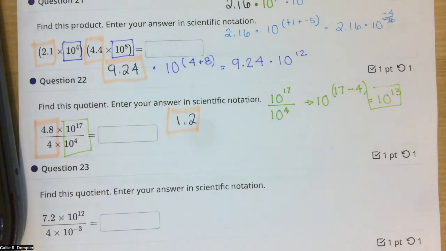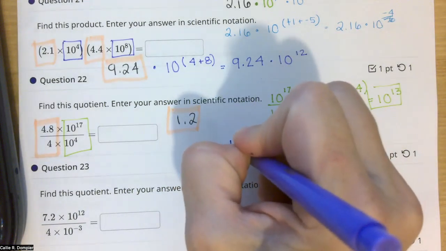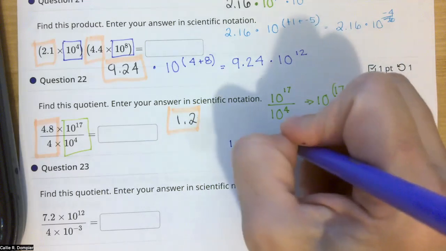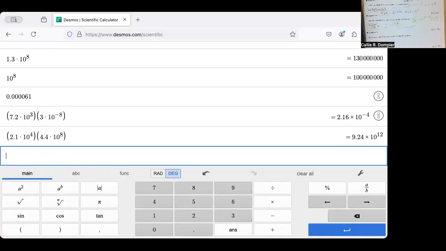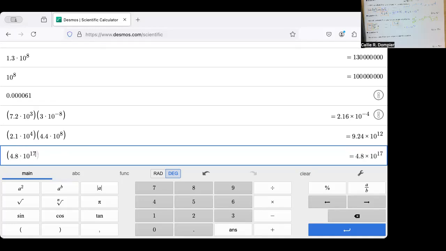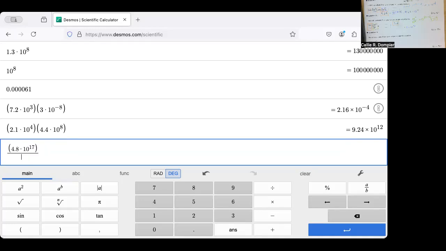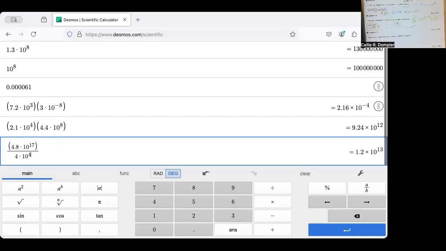So our final answer is 1.2 times 10 to the power of 13. Good. We'll go back to Desmos and make sure that's what it says too. 4.8 times... 1.2 times 10 to the power of 13. Exact same answer, okay?